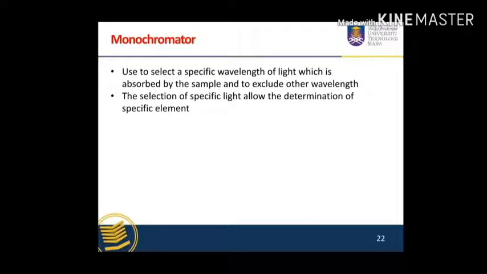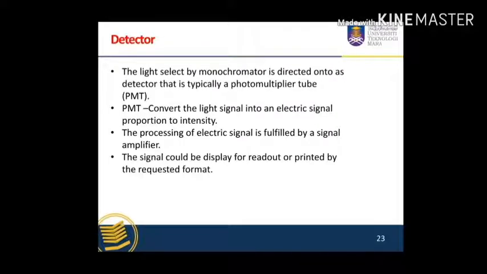Okay, next we go to the monochromator. The function of the monochromator is to select a specific wavelength of light which is absorbed by the sample and to exclude other wavelengths. So we want to make sure that if we want to analyze copper, only copper light is selected. The selection of the specific light allows the determination of specific elements.